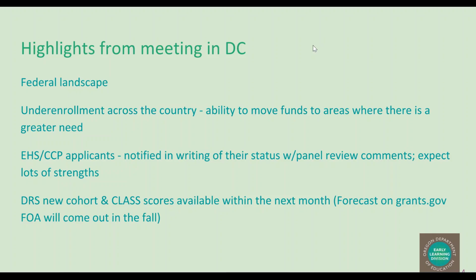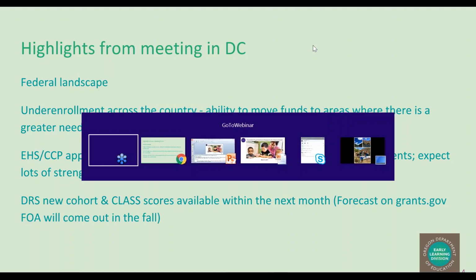And the reason behind that is it was just at such a high level for the people who were actually selected that you had a strong application, but there just wasn't enough funds to meet the level of strong applications that were given. So we want to make sure that programs are aware that they will be notified, and you will hear lots of good things, and because of how tough the competition was is the reason why there wasn't more high-level applications that were selected to actually implement services.